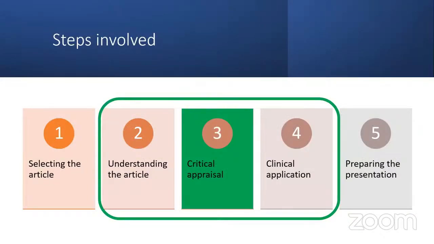Now, from understanding the article, I'm moving on to critical appraisal of the article. As I already mentioned in the slide, there are several types of studies and several types of checklists for critical appraisal. It is not practical to cover all of them, but I will take one of the most important, which is a randomized control trial, and go through that briefly for us to understand how we need to critically appraise a trial.